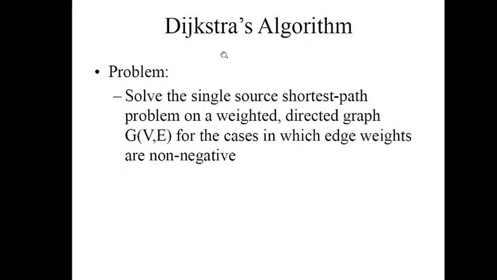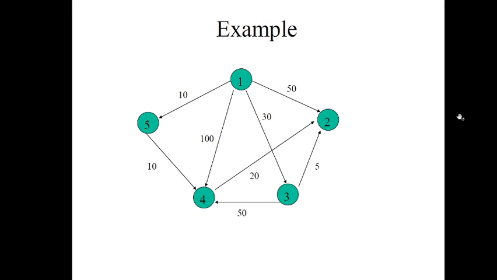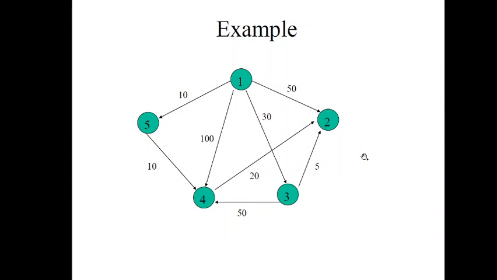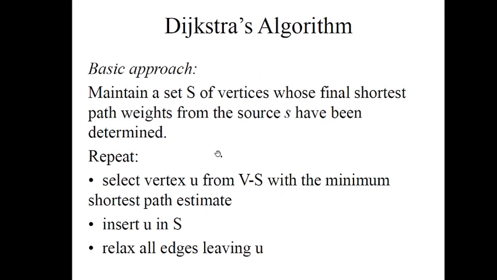Now Dijkstra's algorithm. The problem is to solve the single source shortest path problem on a weighted directed graph for the cases in which edge weights are non-negative. The major difference between Bellman-Ford and Dijkstra's algorithm is that in Dijkstra's algorithm the edge weights are always non-negative. The weight cannot be a negative value. Here you can see that the same example is considered. There is no negative weight.